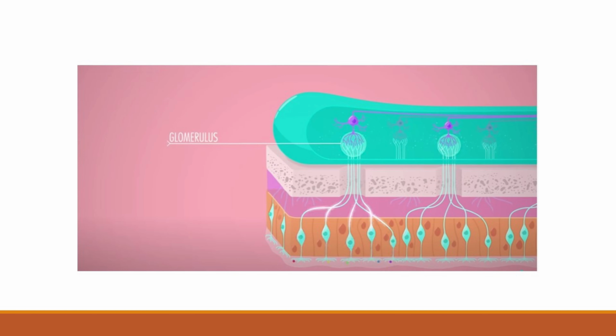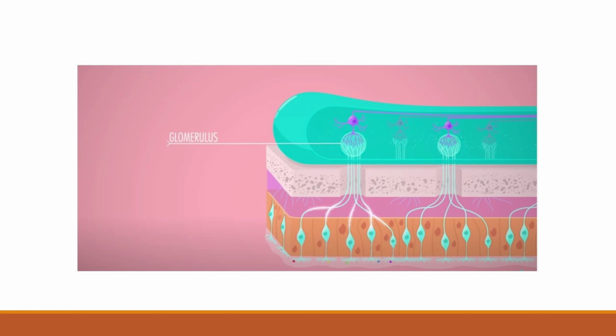Each olfactory neuron has receptors for just one kind of smell. So you can see here there are different colors. The molecules are in different colors: red, yellow, green, blue and violet. So these are different molecules.